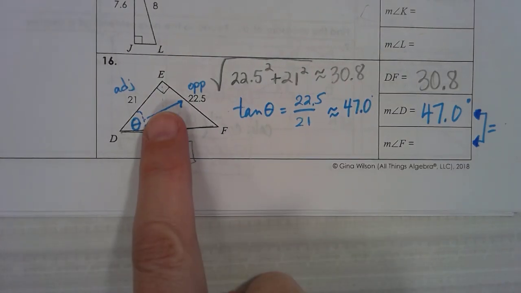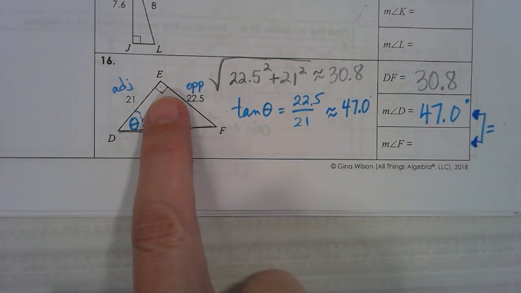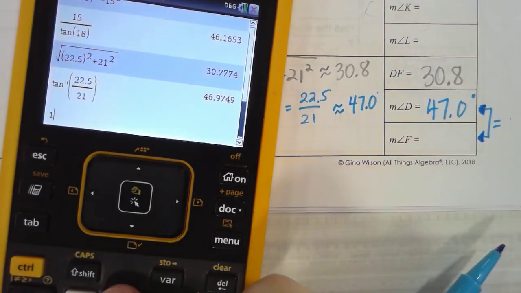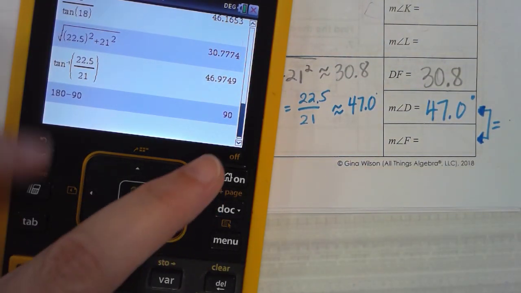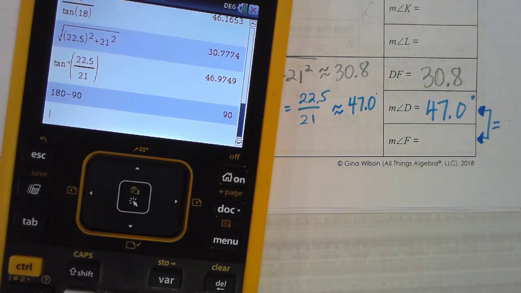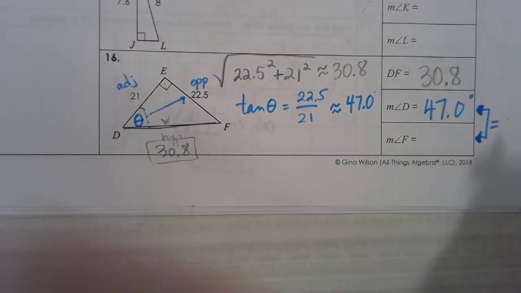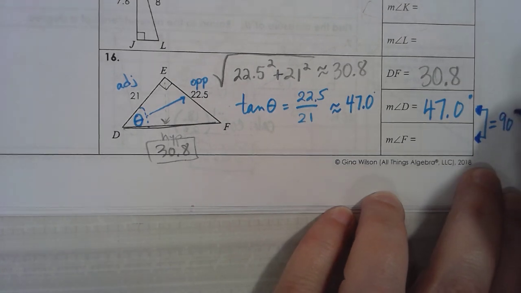What's the other angle already? This other angle is already 90. So if we get the 90 out of the way, then the other two have to make the other 90. That's called complementary versus supplementary. So these have to equal 90 degrees.